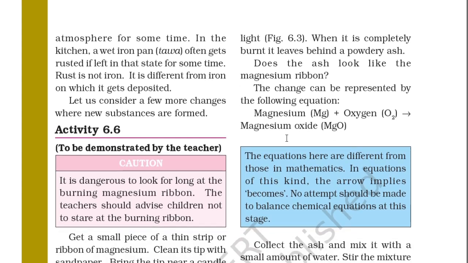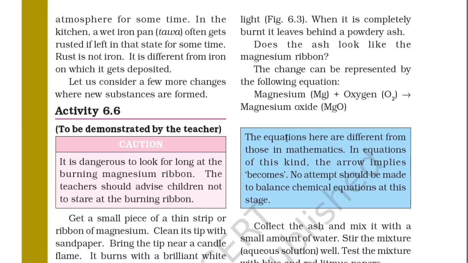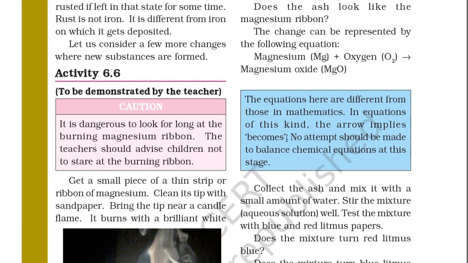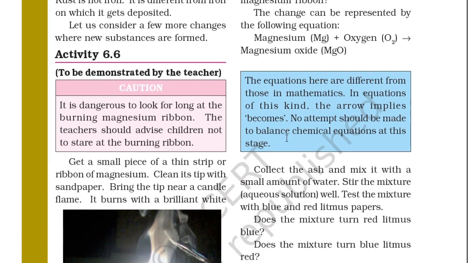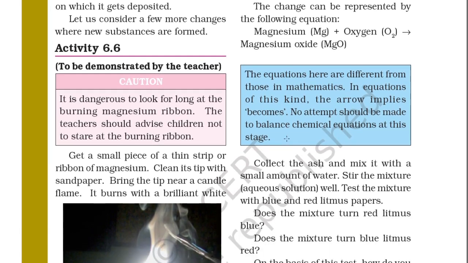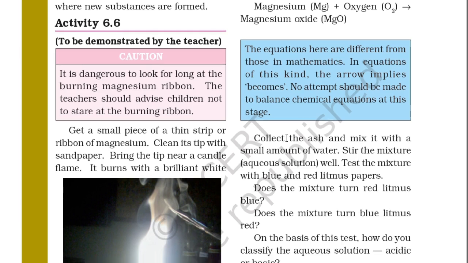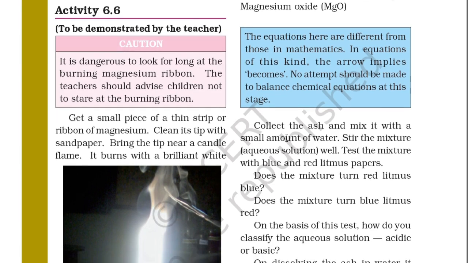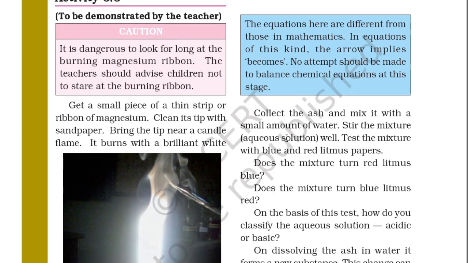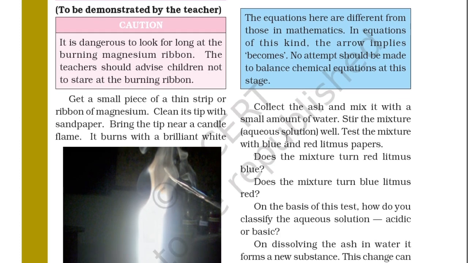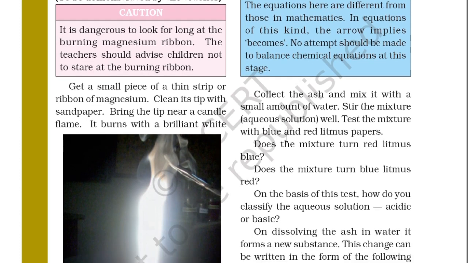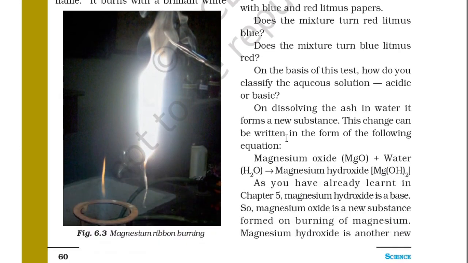Let us consider a few changes where new substances are formed. Activity 6.6 to be demonstrated by the teacher. A word of caution here. It is dangerous to look for long at the burning magnesium ribbon. The teacher should advise children not to stare at the burning ribbon. Get a small piece of thin strip or ribbon of magnesium. Clean its tip with sandpaper. Bring the tip near a candle flame. It burns with a brilliant white flame.